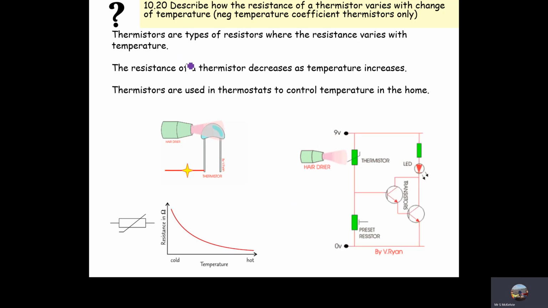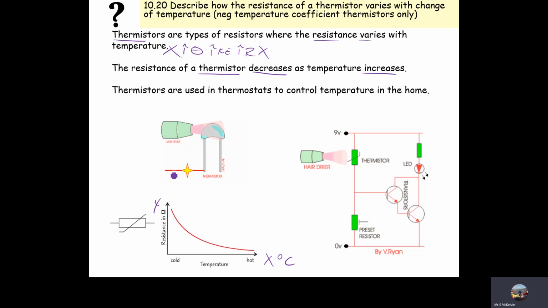Now, remember I told you that if we increase the temperature, then we increase the kinetic energy, which means we increase the resistance. That is not true for all resistors, because thermistors have got a resistance that changes with temperature. The resistance of a thermistor decreases as the temperature increases, and we can see that in this graph down here. On my y-axis, I've got the resistance in ohms, and on my x-axis, I've got my temperature, being degrees Celsius or degrees Kelvin or whatever. At very cold temperatures, my resistance is very high. At very warm temperatures, my resistance is very low.